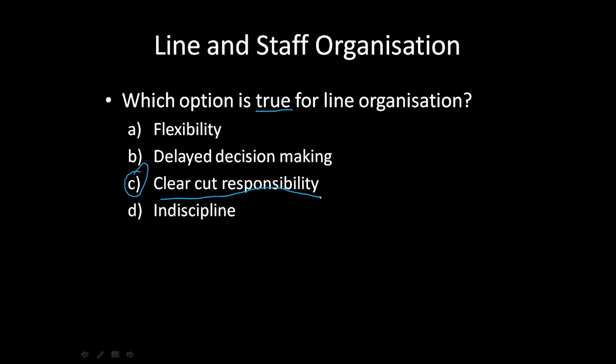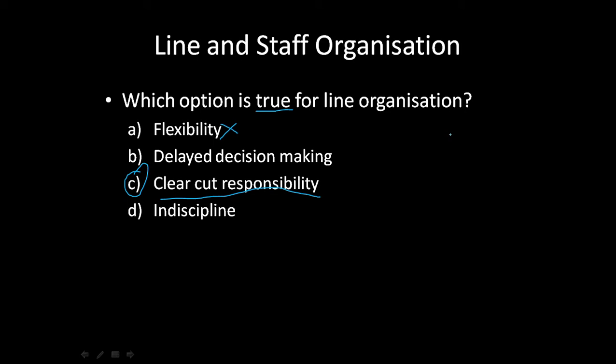Why so? Why clear-cut responsibility? Because as we talked about before, it's a very simple form of organization where everybody knows who is their superior, all the superiors know their subordinates, and they are given one particular job, and that's the simplest form, and everybody knows their responsibility. But flexibility is not true for line organization. It is not at all flexible. It is not at all dynamic in nature.